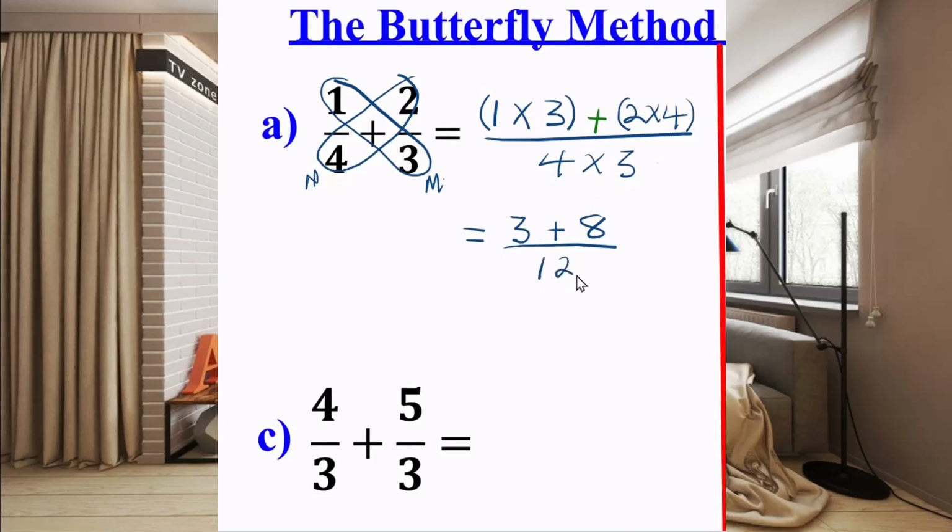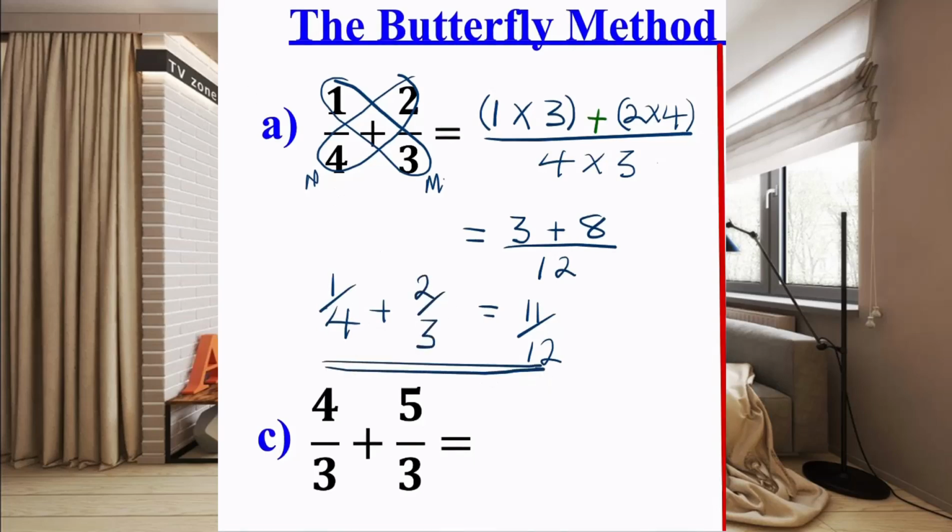It gives 12. Then as we continue summing up the numerators, 3 plus 8, we are getting 11, then divided by 12. Implying that the answer to the expression, which is a quarter plus 2 divided by 3, equals 11 over 12. Therefore, this becomes our correct answer for that case.